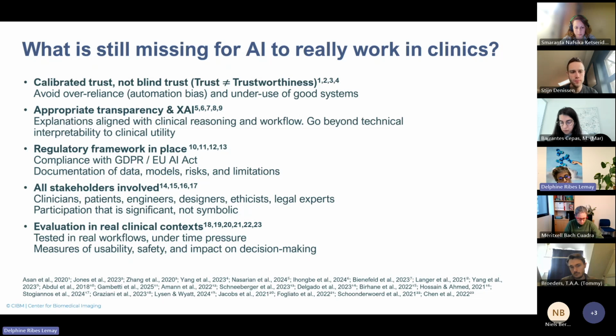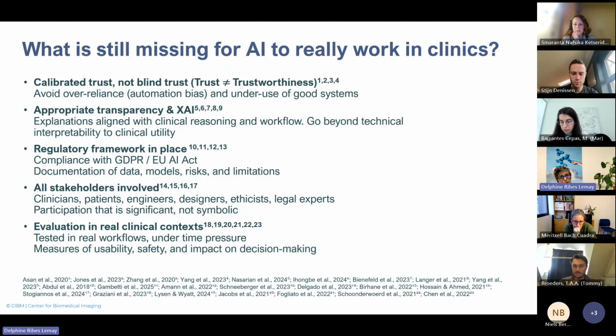Another very important point is that we need to find a way to involve all the stakeholders. So I think, for example, in the project, Mary did it well. They involved clinicians, they involved engineers, but it goes even broader. We need to involve people who are experts in law, people who are experts in ethics, but also people who are designing the interface and also the patient.